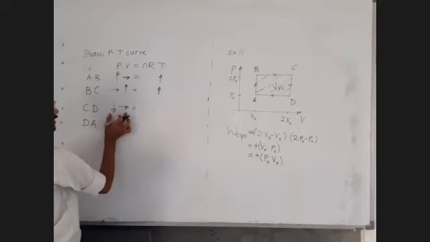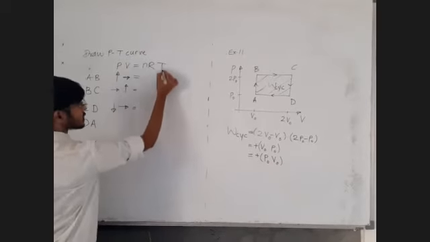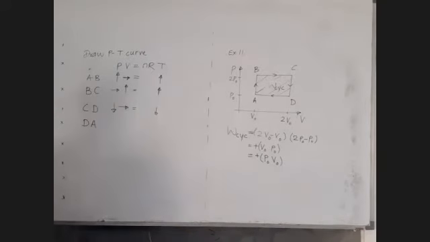Left hand side is decreasing, so the right hand side should also decrease. The only variable on the right hand side is the temperature. N and R do not change, so no need to think about that.